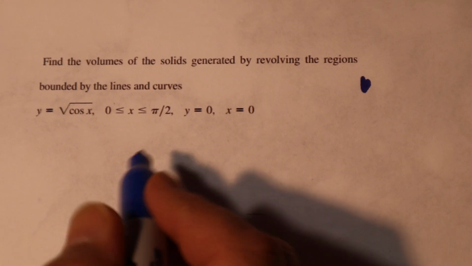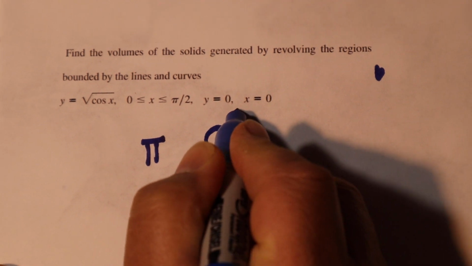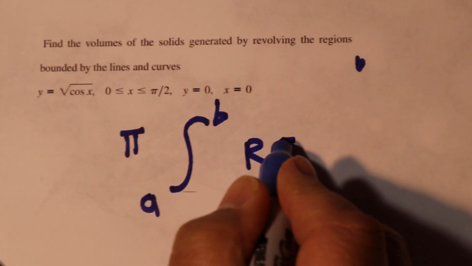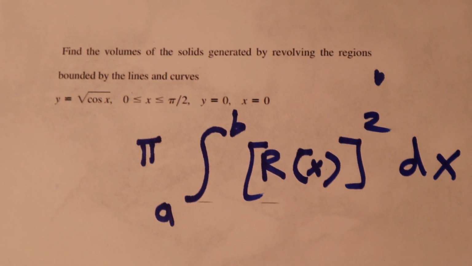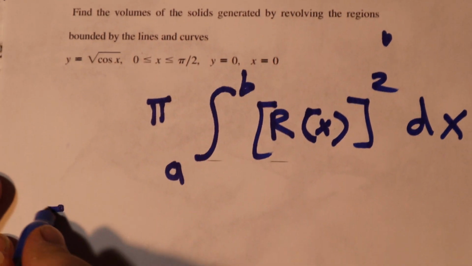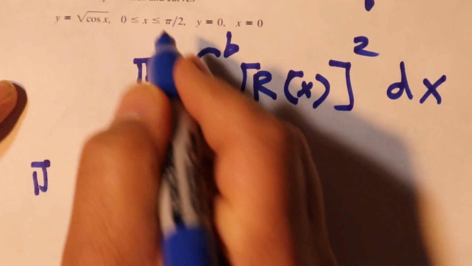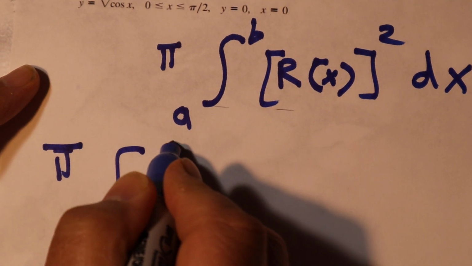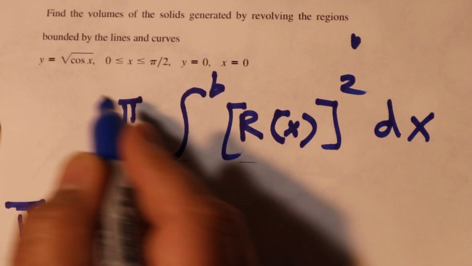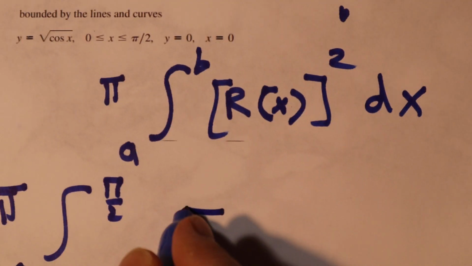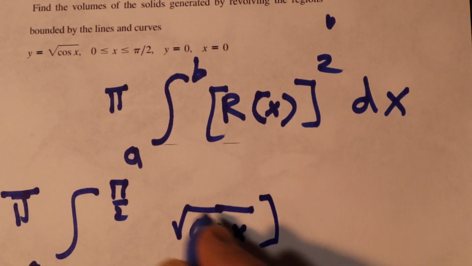Remember the formula. It will be pi times the integral from a to b of r of x squared with respect to x. Let's apply that here. So it will be pi, and our bounds are given easily. X is from 0 to pi over 2. And the given function is radical cosine x, square root of cosine x, and we're going to square it.